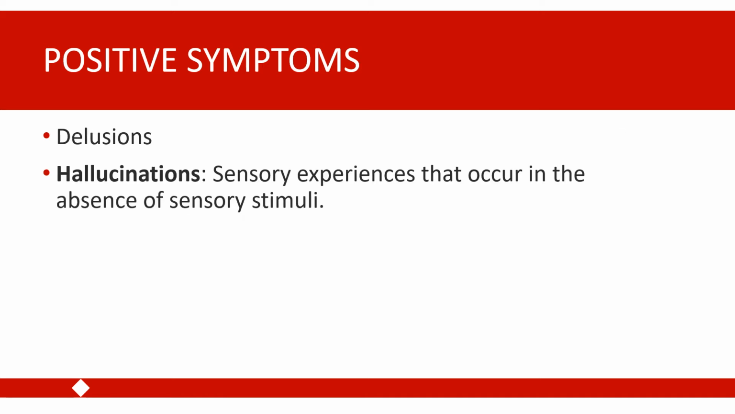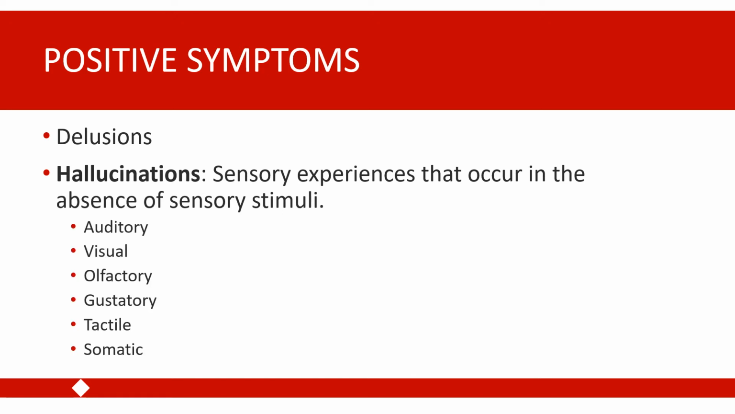Our next positive symptom is hallucinations, and hallucinations are sensory experiences that an individual experiences in the absence of the appropriate and relevant sensory input from the external world. And often we characterize hallucinations based on the sense that is being affected. So we can have auditory hallucinations. This is when a person hears something in the absence of those sound waves from the external world actually hitting the ear. We can have visual hallucinations. That's when someone sees things that are not actually out there in the world.